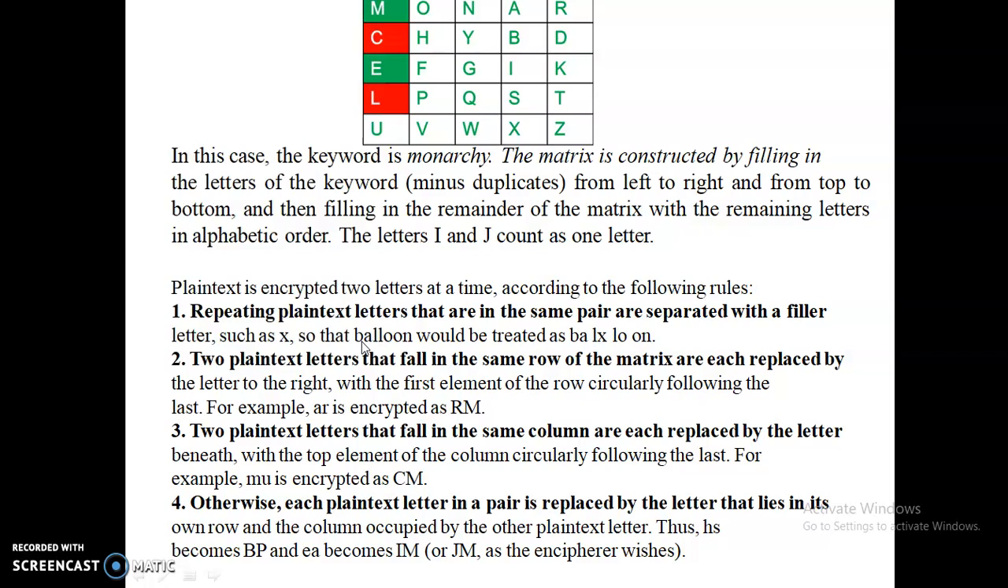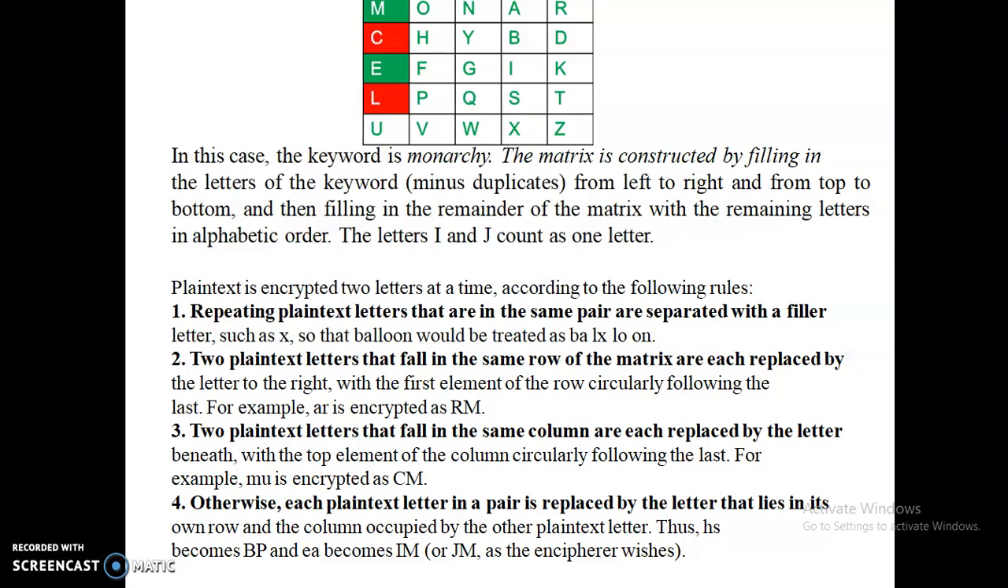The letters are represented in the Playfair cipher as digrams only. So BA is treated as one unit, LL is treated as one unit, but here the two letters are the same, so you have to place X between those same letters. So BA, LX, and then LO and ON. You place the letters like this only. So this is the first rule.